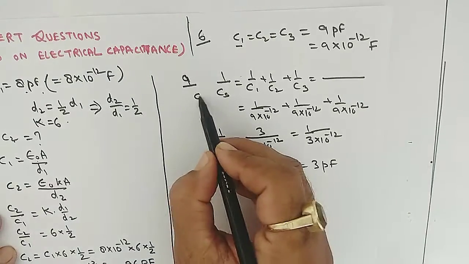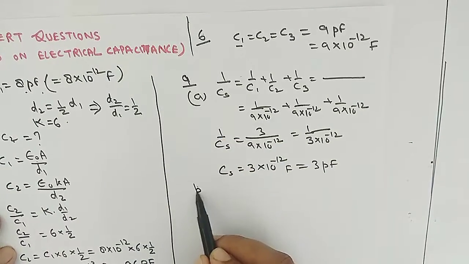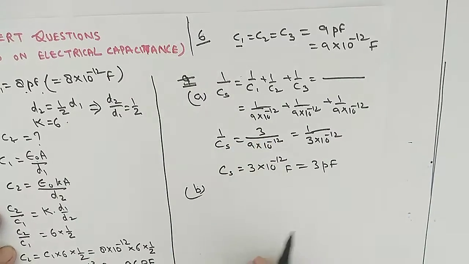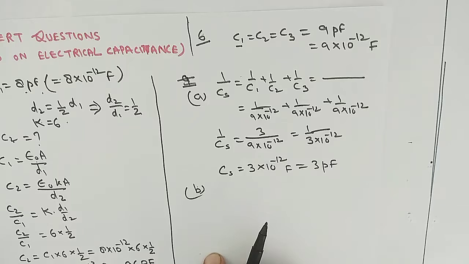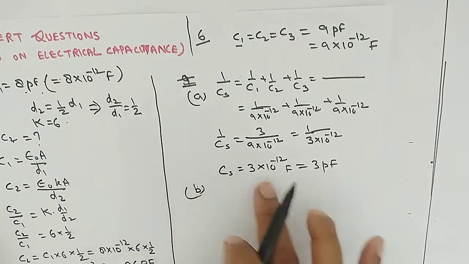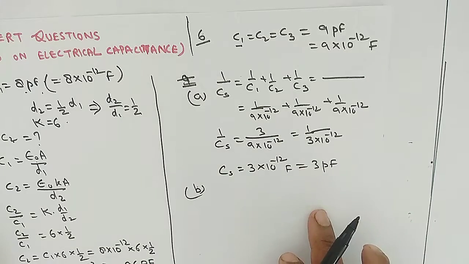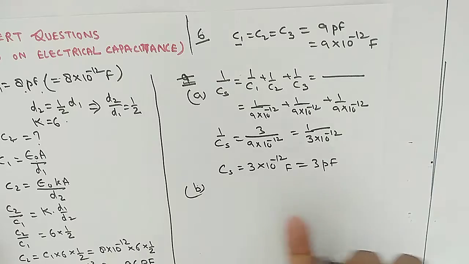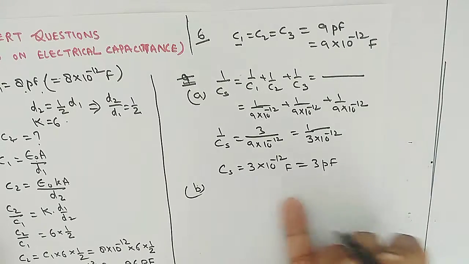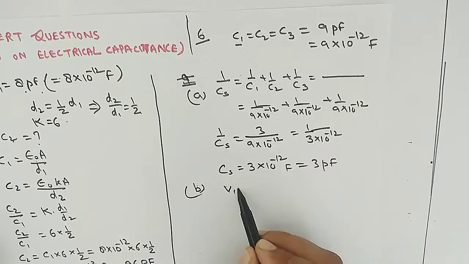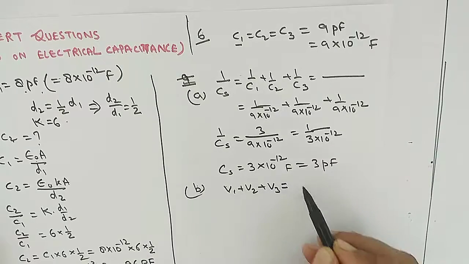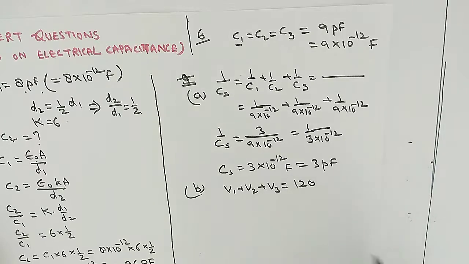Now come to the B part of the same question. It is asked: what is the potential across each capacitor if the combination is connected to a 120 volt supply? So here V1, V2 and V3 are the potentials across them. Just consider the total V1 plus V2 plus V3, all connected with a supply of 120 volt.